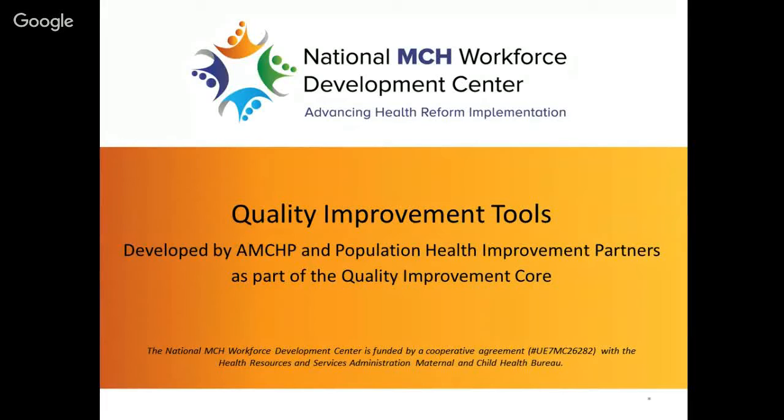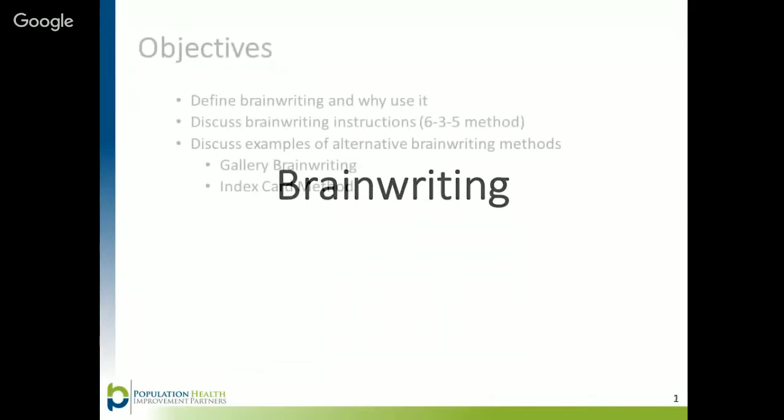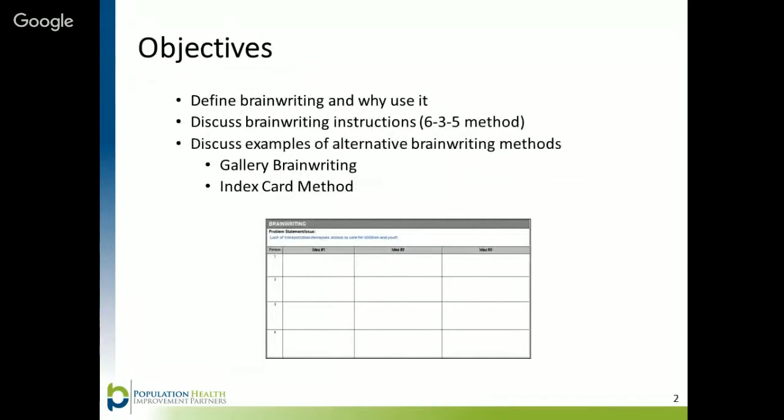The following module is one part in a series developed by the Quality Improvement Core for the National Maternal and Child Health Workforce Development Center. This module will introduce the Brainwriting tool. By the end of this module, learners will be able to define brainwriting and why we use it, discuss brainwriting instructions, the 6-3-5 method, and finally, discuss examples of alternative brainwriting methods, including gallery brainwriting and the index card method.